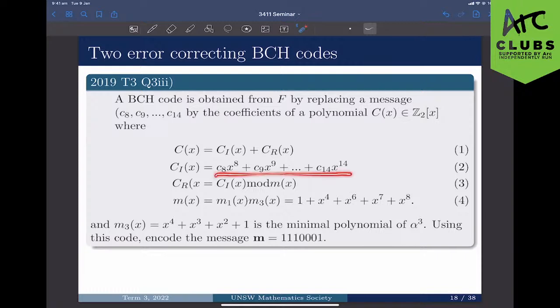And this is the information polynomial Ci(x), where these are the coefficients corresponding to the message. And Cr(x), which is Ci(x), the information polynomial, mod m(x). And obviously the code polynomial is when you add these two up, the information and the check polynomial. And it says, using this code given, encode message m equals 1110001.